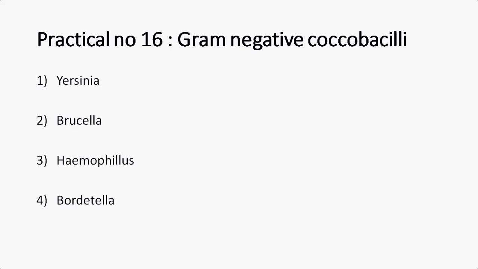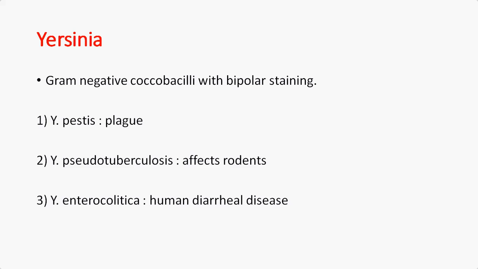The first is practical number 16, that is gram-negative Coccobacilli. Under this heading, your journal has covered 4 different bacteria, that is Yersinia, Brucella, Haemophilus and Bordetella. One by one we are going to see how these gram-negative Coccobacilli are identified, how we can diagnose them, and the clinical features of each. So starting with Yersinia.